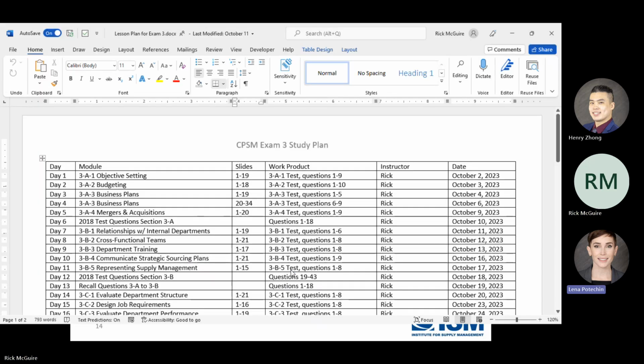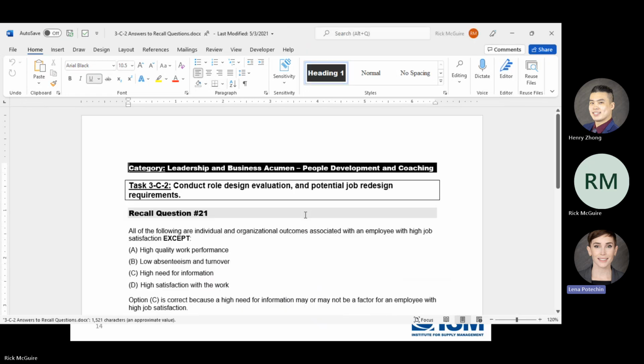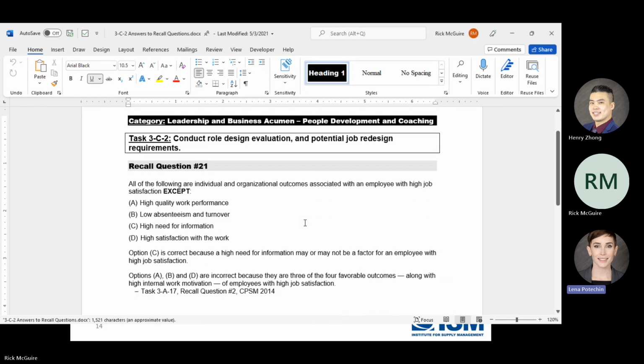To me, I don't know, requesting information and need for information are actually different. Because requesting information shows that you're engaged. Yeah, because a high need for information may or may not be a factor for an employee with high job satisfaction. Okay. They say it's more personality dependent.